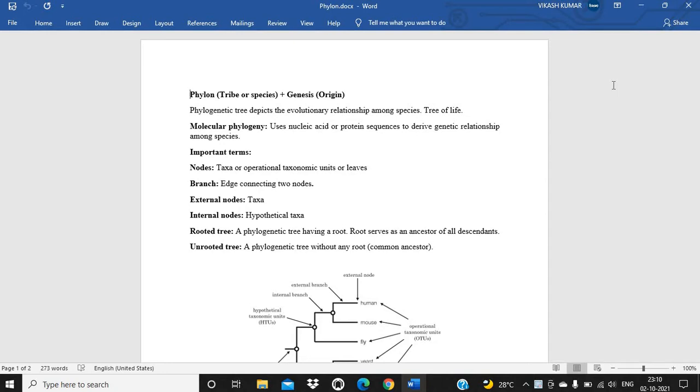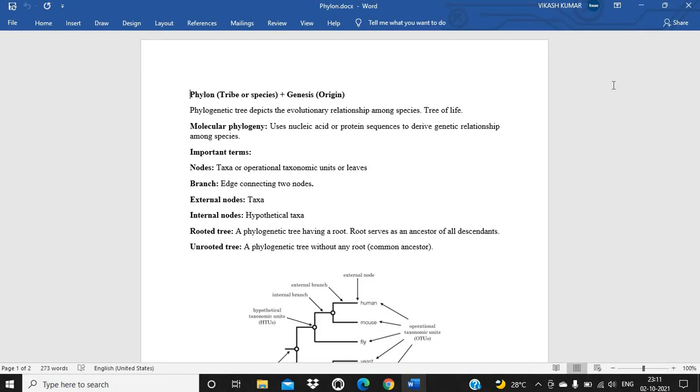And the term phylogeny has Greek origin, and it is made up of two separate Greek words, phylon, which means tribe or species, and genesis, which is origin. So basically, a phylogenetic tree depicts the evolutionary relationship among species. When we consider genetic sequences and protein sequences to derive genetic relationship among the species, then we generally use the term molecular phylogeny.